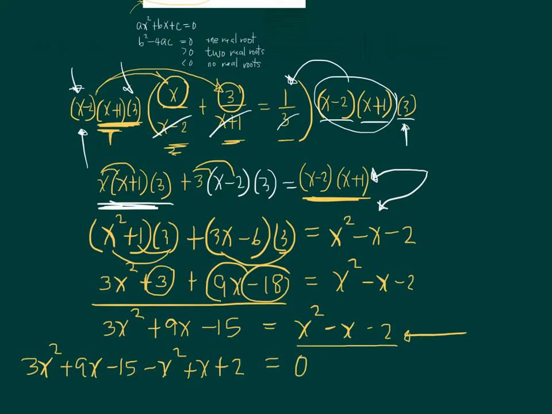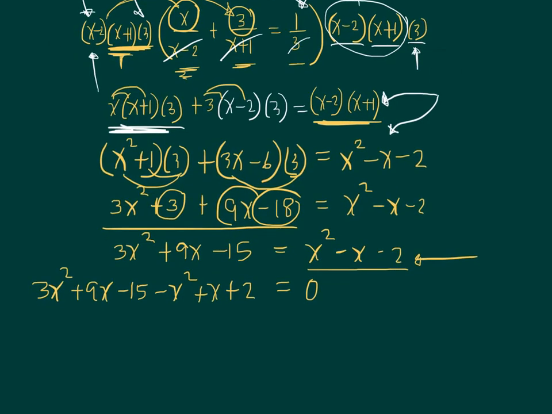Almost there, so just continue working. So combine all the x squared, combine all the x, and combine all the numbers. So I can have now these two together, 3x squared minus x squared, so that's 2x squared. Then I work on the x, so I have 9x to combine with x, so that would mean plus 10x, and then I have negative 15, and 2 is negative 13, so we have minus 13 equal to 0.